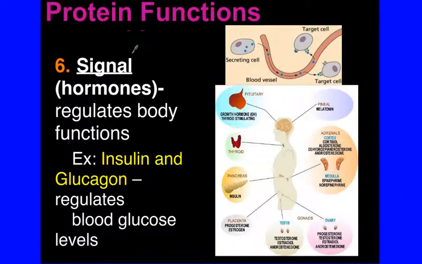The next protein function is hormones or signals. Hormones are made up of proteins. A good example that you may have heard of is insulin. Insulin is a type of hormone that helps regulate your blood sugar. So whenever you eat sugary, starchy foods, that causes the pH in your blood to become acidic. We don't want our blood to be like acid, so insulin is a special hormone that helps increase the pH in our blood to keep it from becoming acidic.